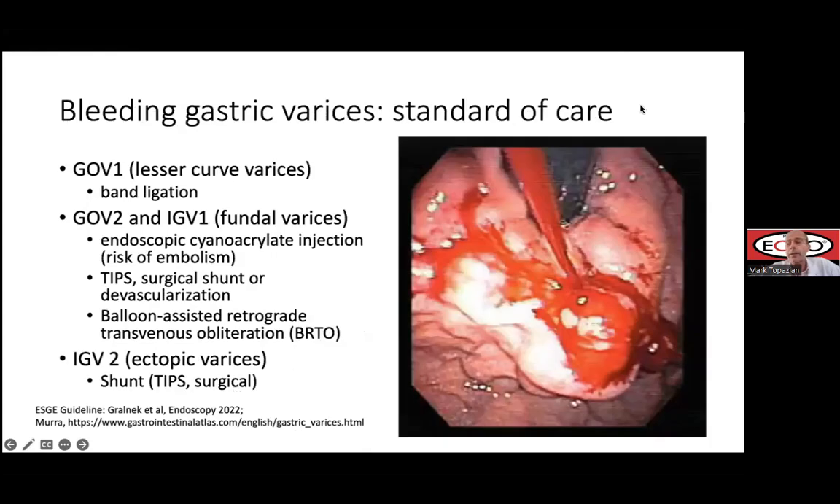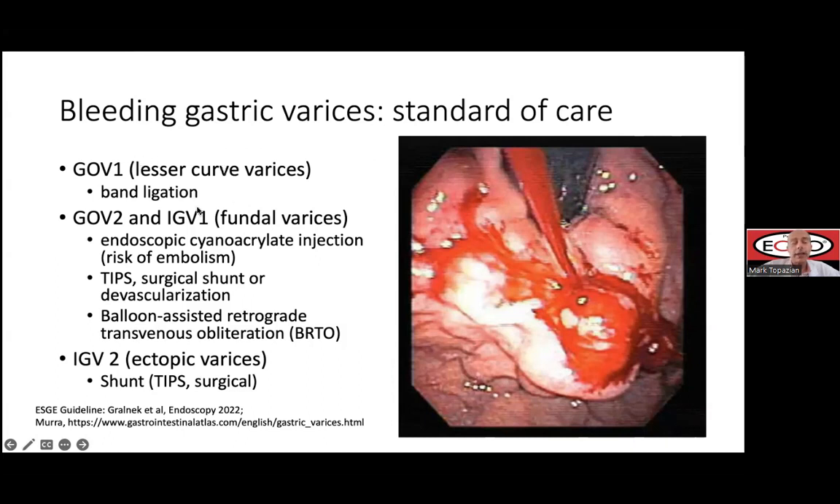What about if the varices have bled and it's no longer a question of primary prophylaxis? This is a fundal varix, by the way. Here's the fundus cap up here. This is a retroflex view, and it's actively bleeding. So what should we do if there's bleeding from gastric varices?